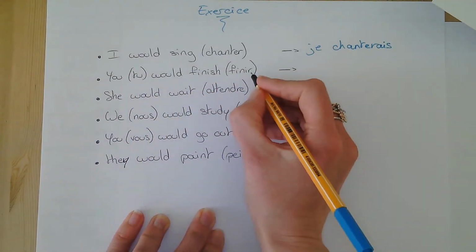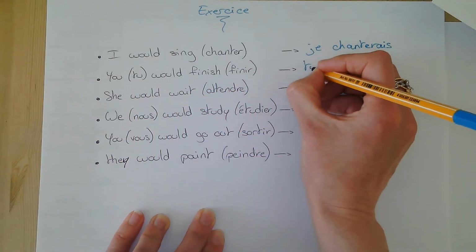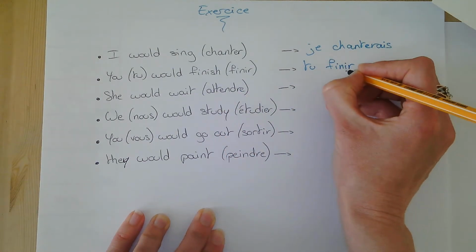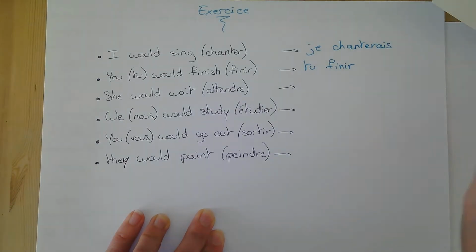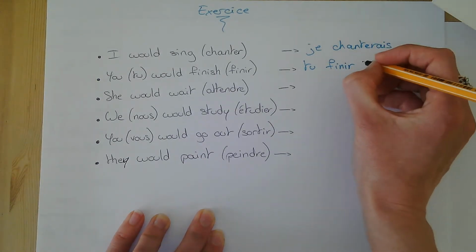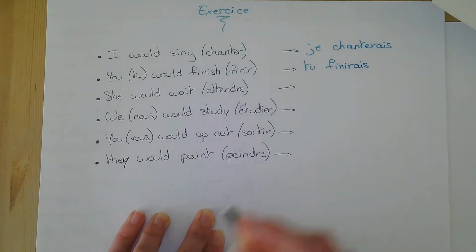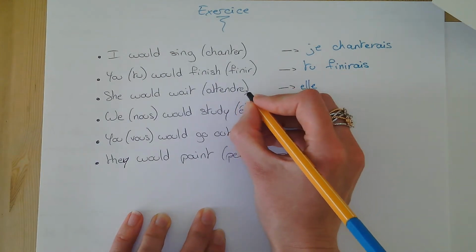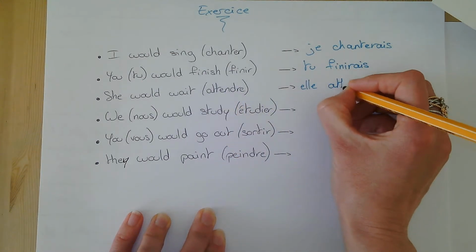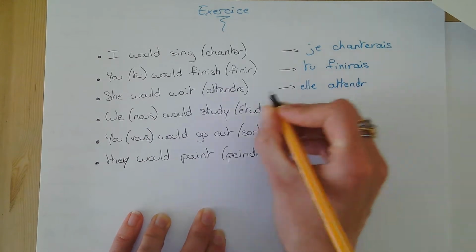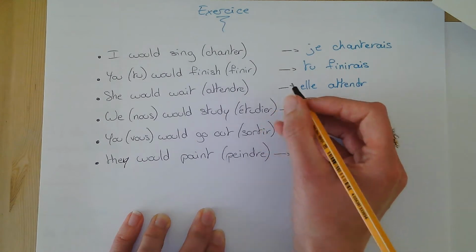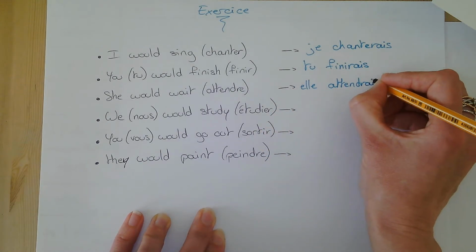You would finish, once again, IR verbs, so you put your tu, you put your infinitive, keeping the IR, and then check your ending. I'm not bringing the rule back, but it's AIS. She would wait. That's where you need to pay a bit more attention because it's an RE verb. Copy the infinitive, but don't copy the last E. And the ending for he or she or we is AIT.